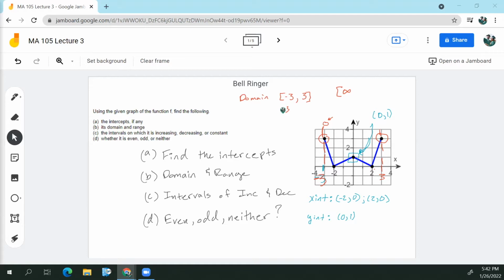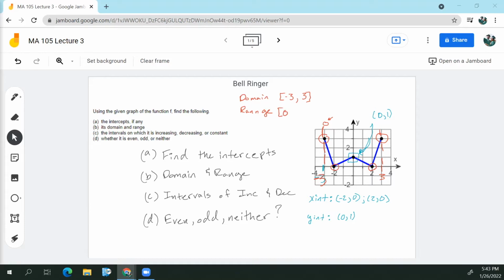Okay. So let's talk about the range. All right, somebody tell me, where's the lowest? Well, let me ask you this. For range, am I looking at y values or x values? Y. What's the lowest y value I can have? Is it included? Yes, we do have intercepts. So it's included. You want to use brackets there.